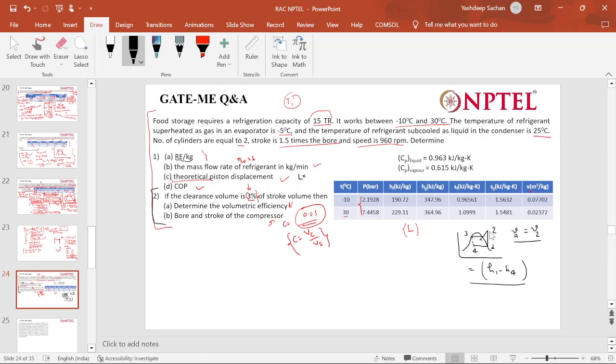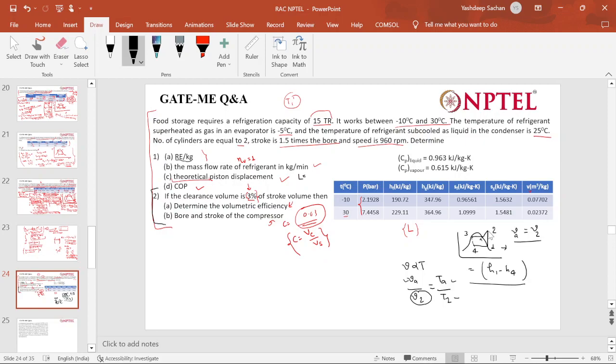Which process is this? This is the constant pressure process, right? In the constant pressure process, you would know the specific volume at this place and the temperature of this place. For a constant pressure process, V is directly proportional to temperature. So V at A by V at 2 is equal to temperature at A by temperature at 2. You know this and this, so V2 you can find, right?